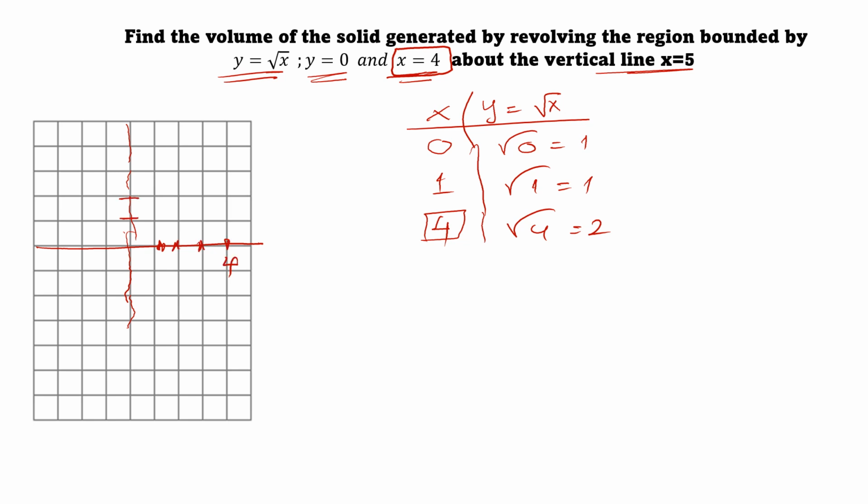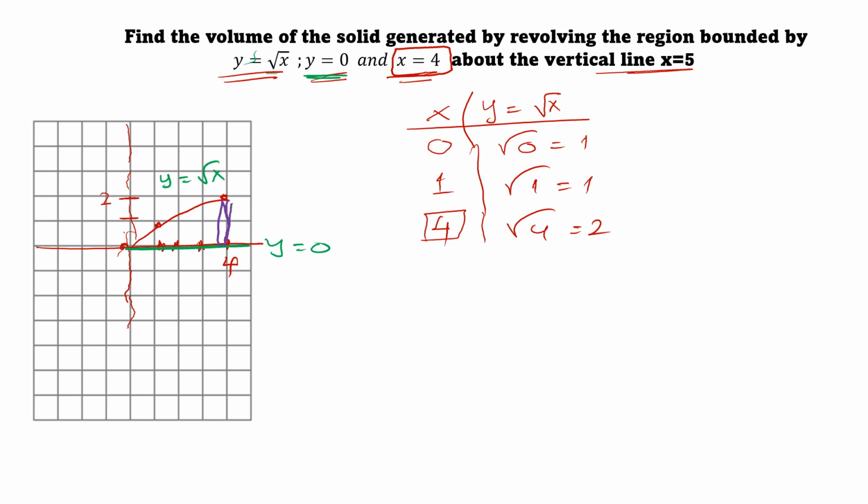Now here it is 1 and this is 2. So at x equals 0 it is 0, at 1 it is 1 and at 4 it is 2. So we get a graph like this. Now another thing they are telling me is that y equals 0. So of course this line is y equals 0 and this is y equals square root of x. Now x equals 4. Where is x equals 4? I see that x equals 4 is a vertical line over here.